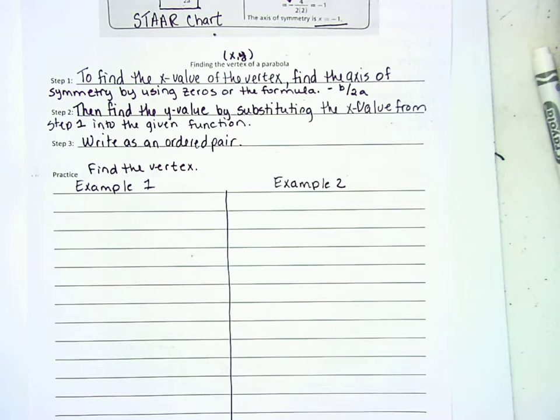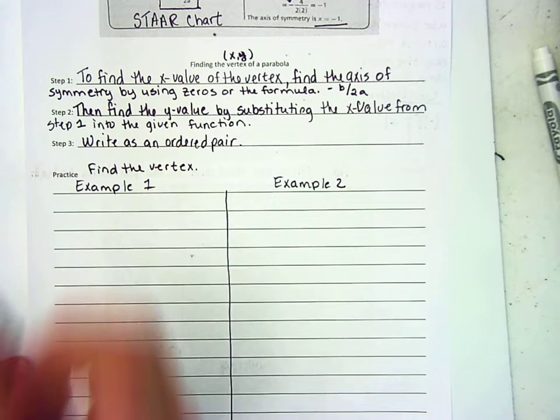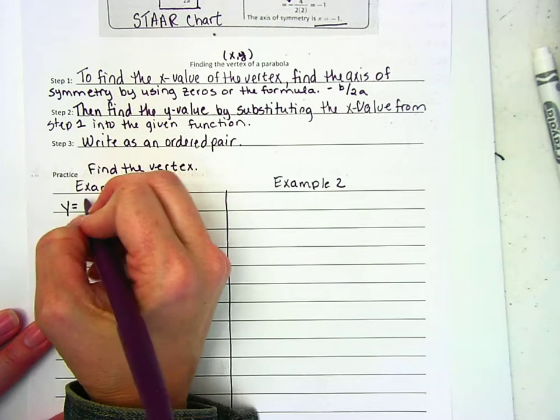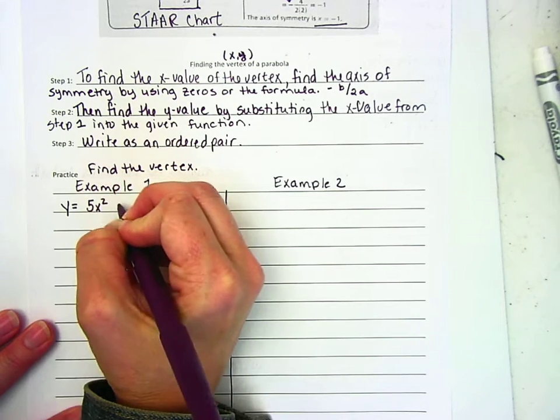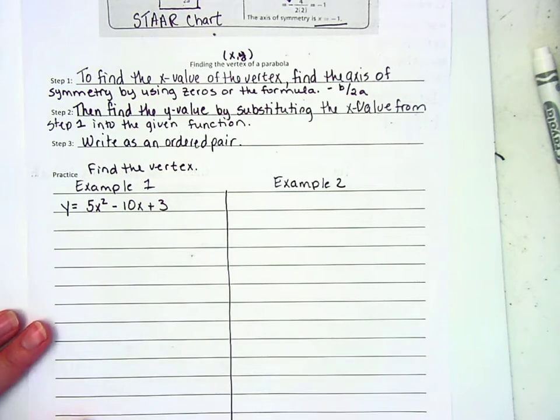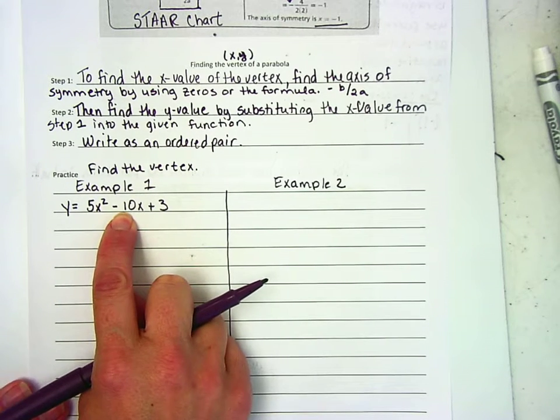That means I need to end up with an x and a y value. Here's your first function. Y equals 5x squared minus 10x plus 3. Really quick, everybody, what is the A value? 5. What is the B value? Negative 10. And the C? 3. Okay, good. Make sure that you recognize that B value is negative 10.